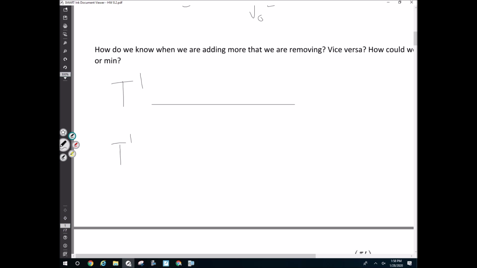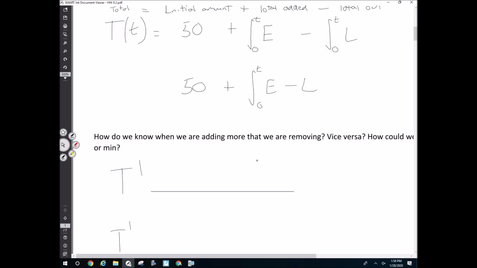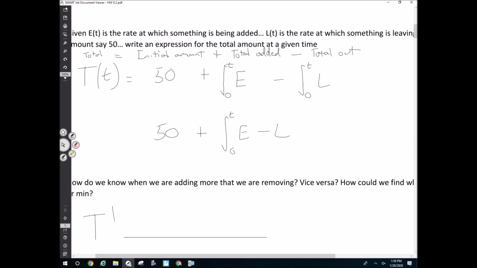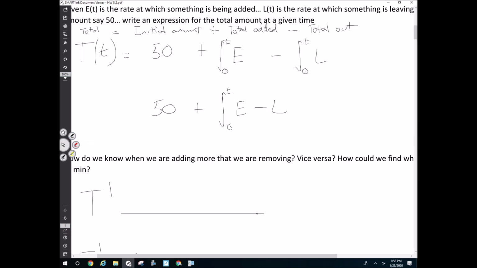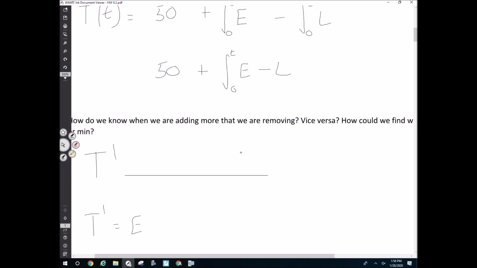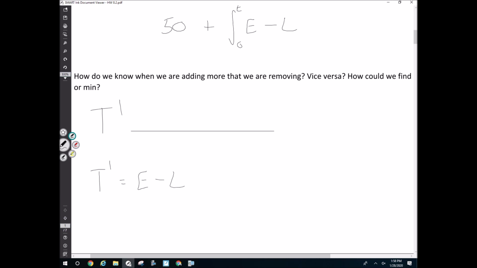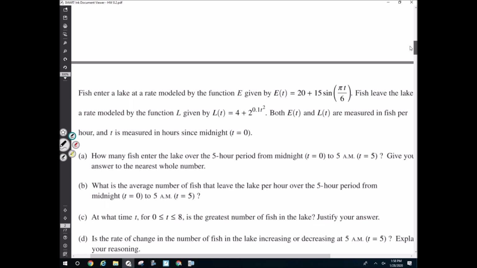Now, what's important is that T prime, the derivative of this T, the initial amount is gone. The derivative of this integral would be E. The derivative of this integral would just be L, or the derivative of this is E minus L. So E minus L, we could graph, and we could find when our total is increasing. If T prime is positive, my total amount's increasing. T prime negative, my total amount's decreasing. That's it. It's the same stuff that we've done before, only with a little different context, okay? All right, let's get into it.